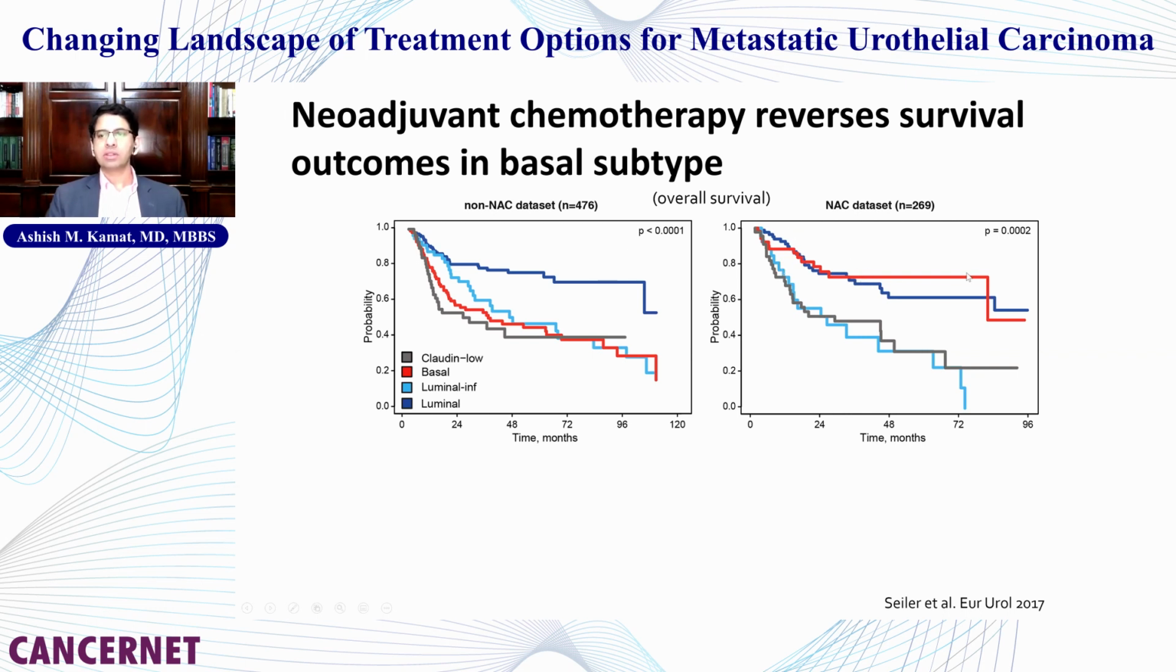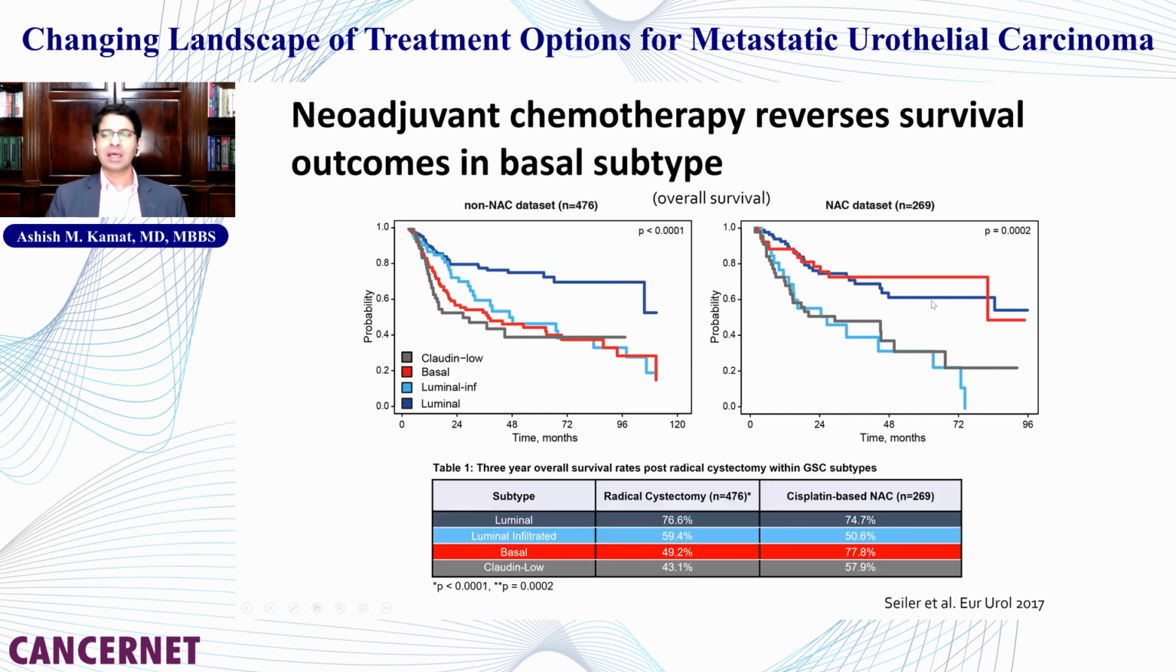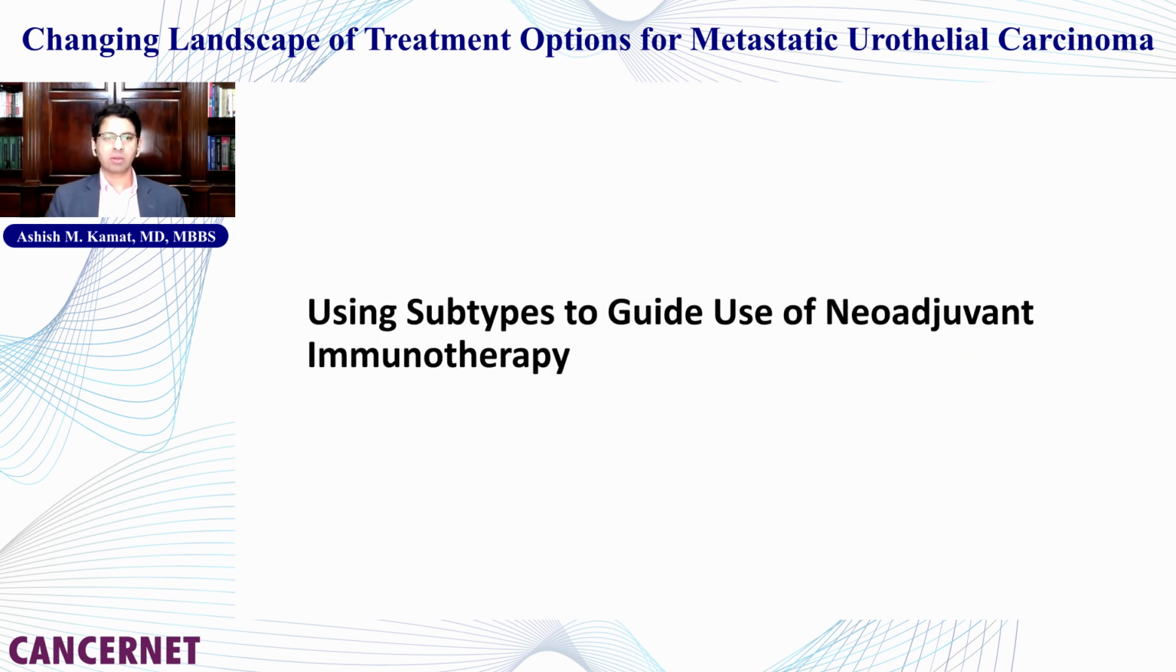But in general, it seems to suggest that even though the basal subtype of patients have a worse prognosis without chemotherapy, they respond better to chemotherapy, and then you can move them over to having a similar prognosis. You can see here in this graph at the bottom, 77.8% comparable to 74.7% with the luminal subtype with chemotherapy. So this gives you some indication that we might be able to use subtyping to sort of guide which group of patients get neoadjuvant chemotherapy.